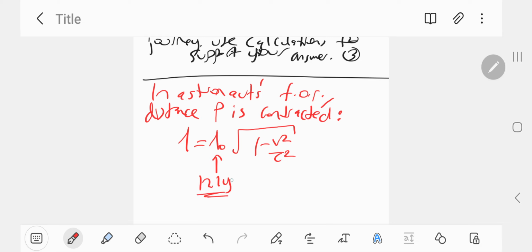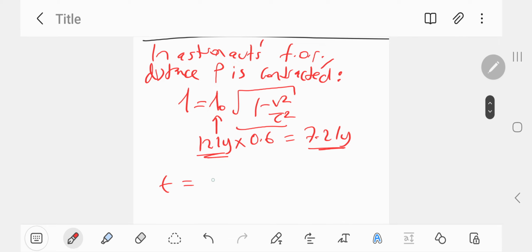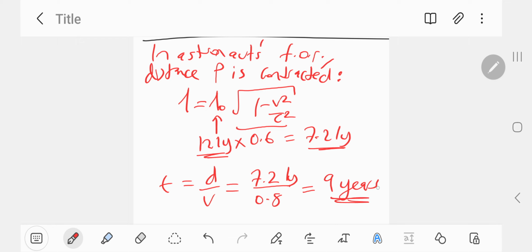According to the observers on Earth, they say 12 light years. This expression here is 0.6, so 12 times 0.6 is 7.2 light years. Now, based on this distance, the journey time measured by the astronaut is given by T is distance divided by velocity. That's 7.2 light years divided by 0.8, the astronaut's speed in terms of the speed of light. It's about 80% of the speed of light. And that gives you indeed 9 years.